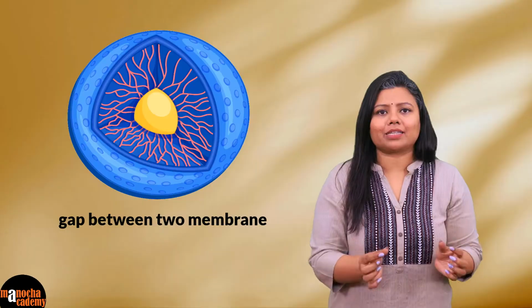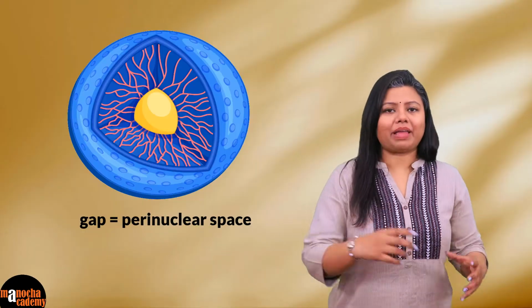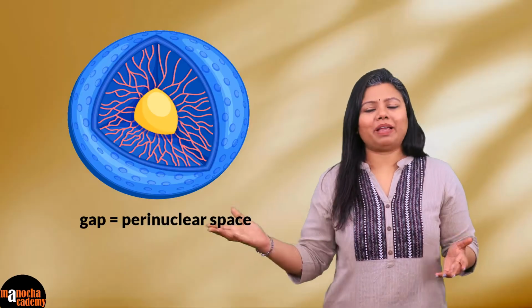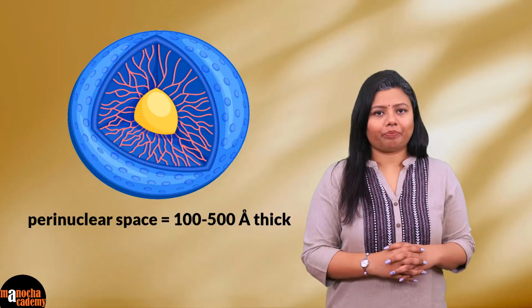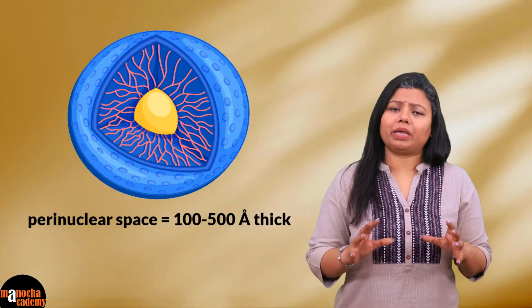there is a space which is known as the perinuclear space. Peri meaning periphery of the nucleus, so nuclear space, because it's a gap or a space. This space is about 100 to 500 angstroms in thickness.